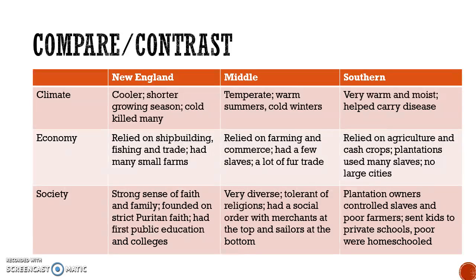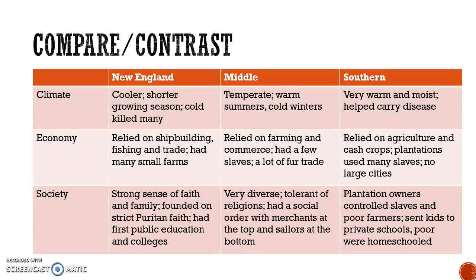As far as economies go, the New England colonies relied heavily on shipbuilding and fishing, but there were some small farms as well. The middle colonies relied on farming and commerce, as I said, those big businesses that boomed in the middle colonies, which did have a few slaves, but not many, and they participated in a lot of fur trade. The southern colonies, again with the large plantations, cash crops like tobacco and rice, used a lot of slaves and did not have large cities, but they did have some port towns.